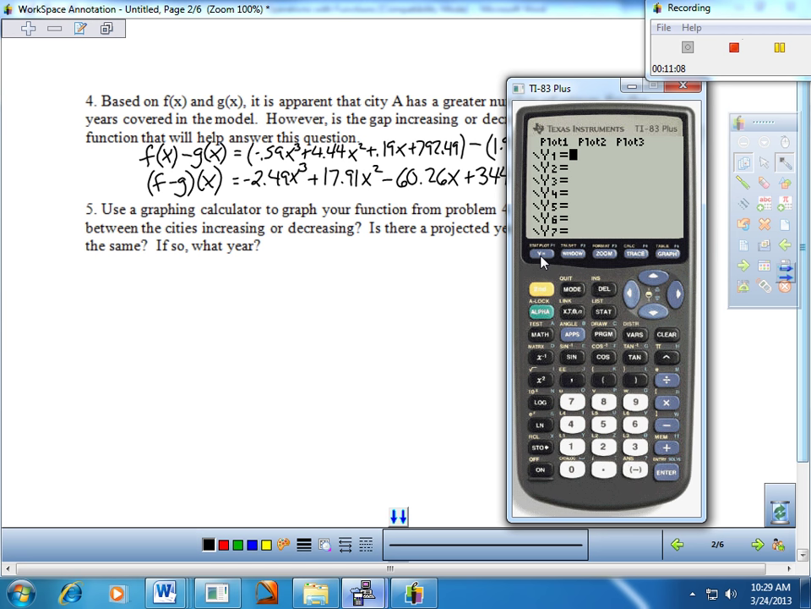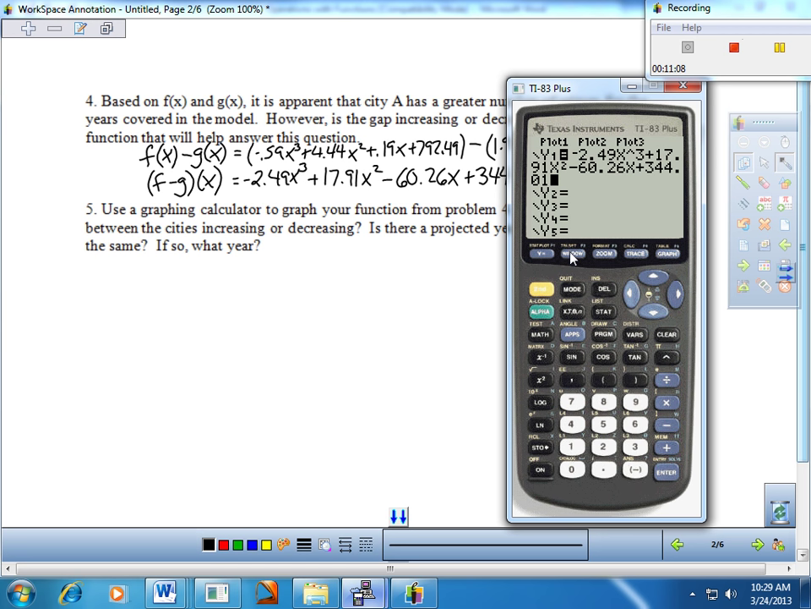So I have a function that I'm going to type in, and then let's see if we can work with it. I have negative 2.49 x cubed. There we go. And then plus 17.91 x squared, minus 60.26 x, and then plus 344.01 at the end. All right, that's looking pretty good.